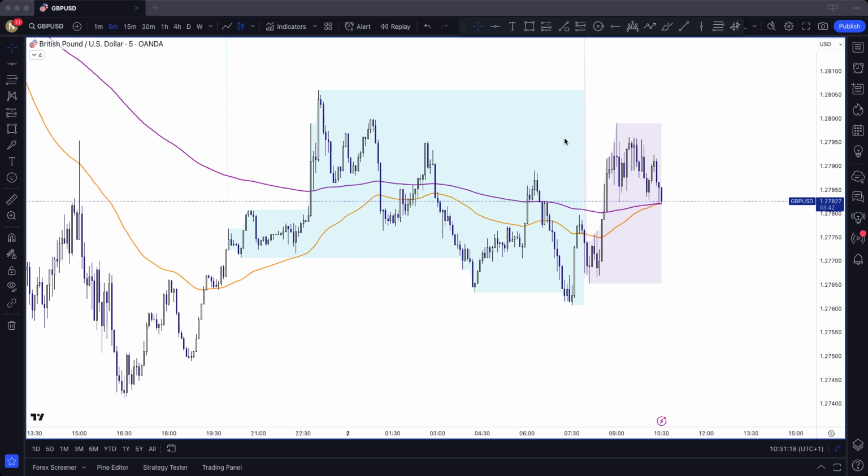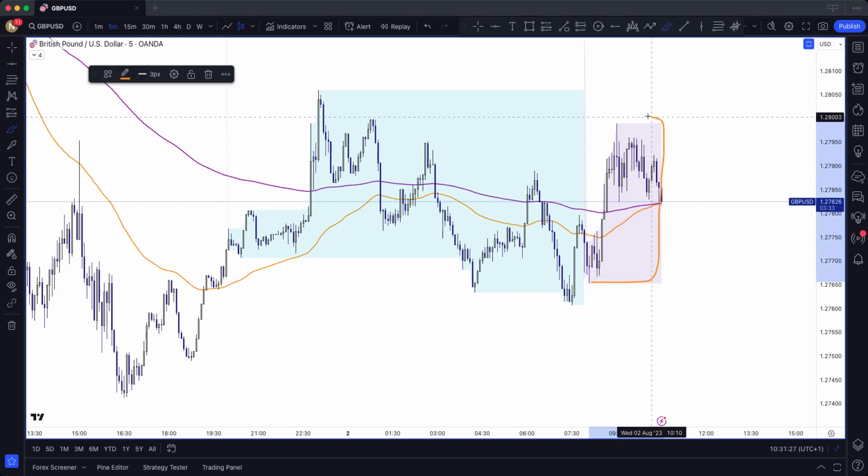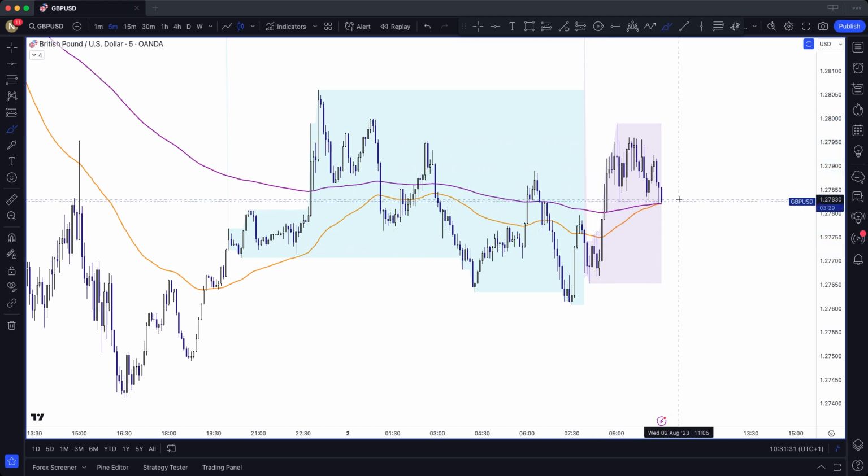So just for explanatory purposes, over here we have this blue overlay, which is the Asia session, and this purple overlay, which you can see here, this is the London session. Okay, so what I'll be doing is walking you through this trade which I took today on British pound US dollar, a nice 3-to-1 trade, a very solid setup. I'll show you my higher time frame analysis and how I got to take this trade on the 5-minute.